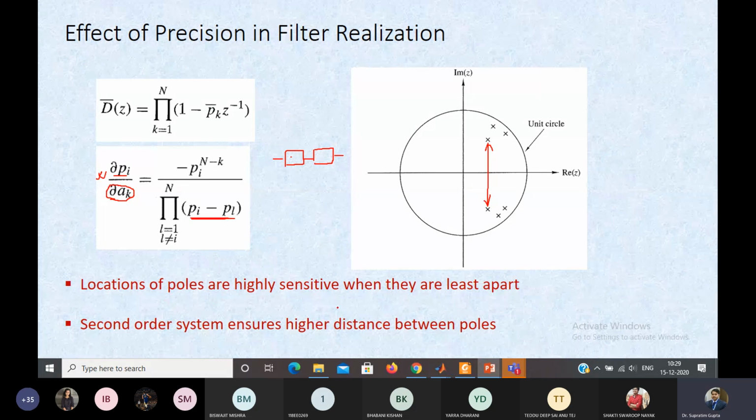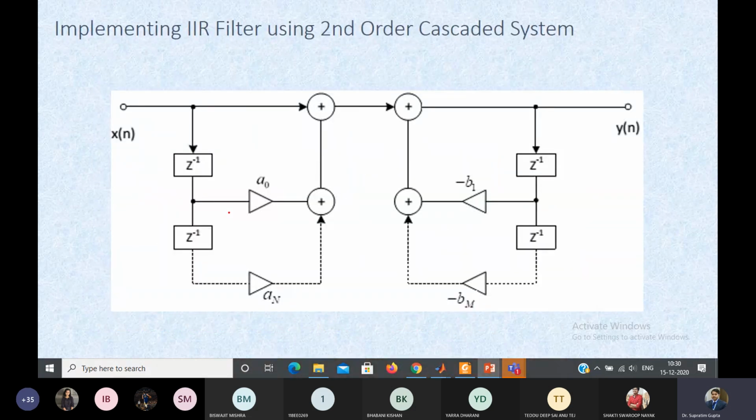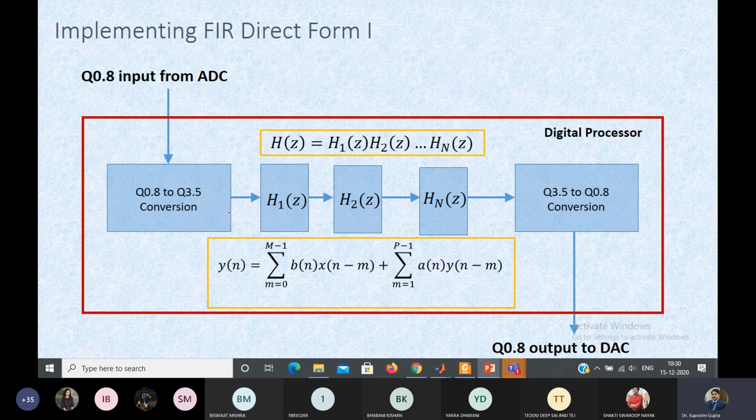So locations of poles are highly sensitive when they are least apart. A second order system ensures higher distance between these poles, and so the sensitivity will be less. Sensitivity will be there, but it will be less. So we'll go with the second order system. And that's why now it is clear to you why this MATLAB FPA tool is providing those values in second order cascades. That also would affect the FIR frequency response, right? So that's why it is always better to convert a higher order filter into cascaded second order filters.